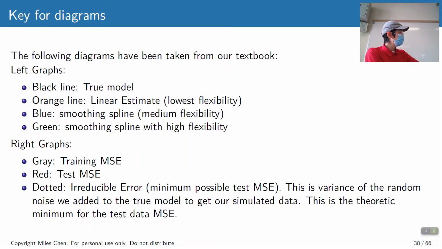Then on the right hand side, you will see two lines: a gray line and a red line. On the gray line, you will see an orange square, a blue square, and a green square. And on the red line, you'll also see an orange square, a blue square, and a green square. Those represent how much error there is in the training data for the linear model and the two smoothing splines, versus how much error there is in the test data for the different models.